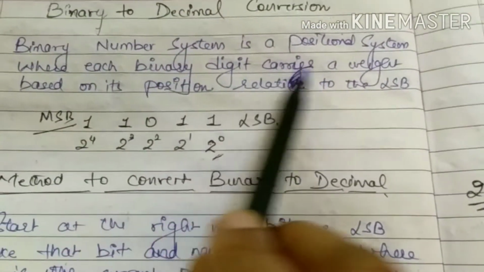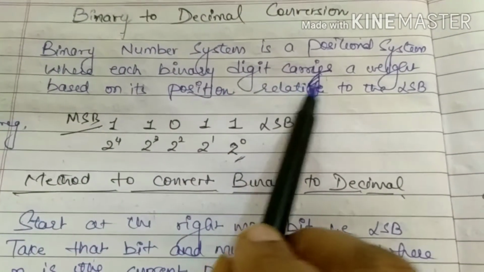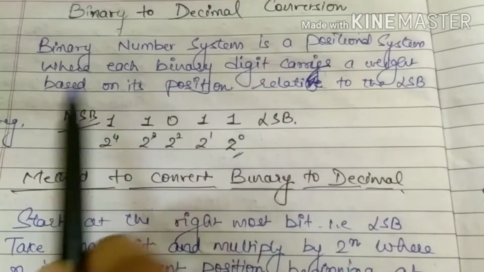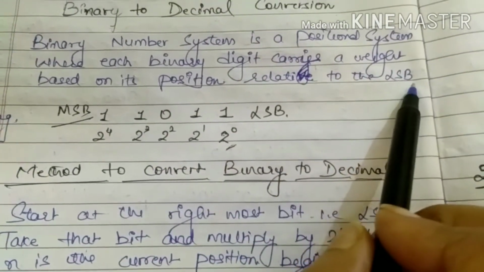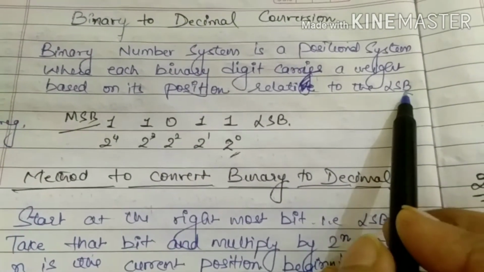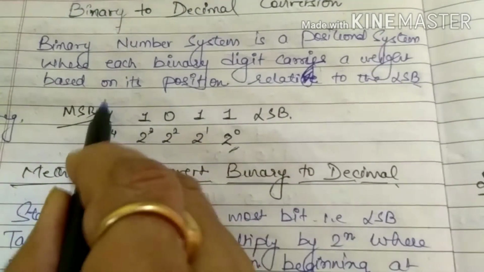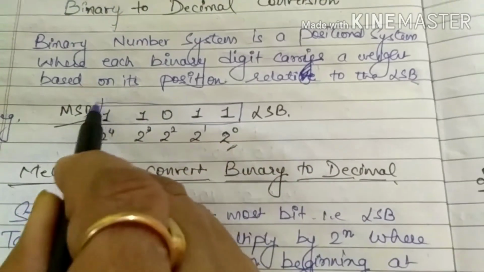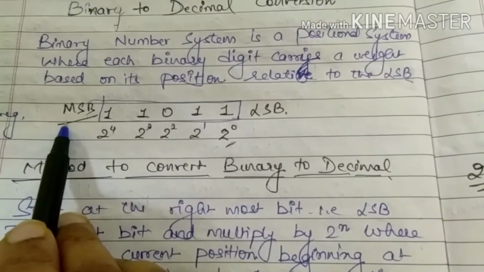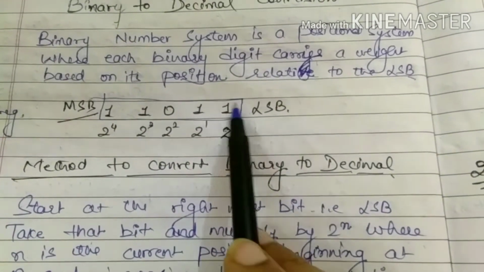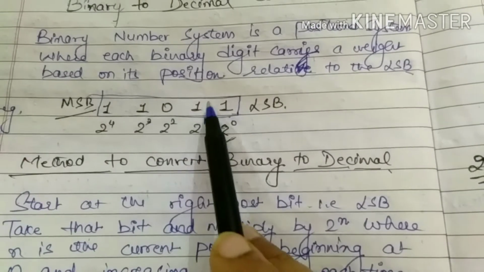Binary number system is a positional system where each binary digit carries a weight based on its position relative to the LSB. This is a binary number. So where is the LSB? This one is the LSB, and this side is the MSB. So each binary digit carries its positional weight, right?